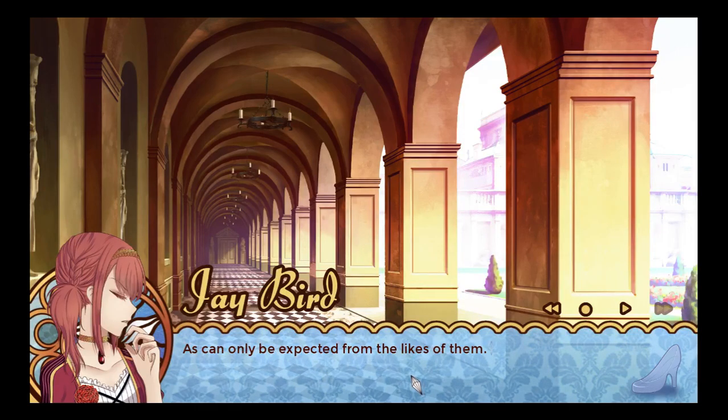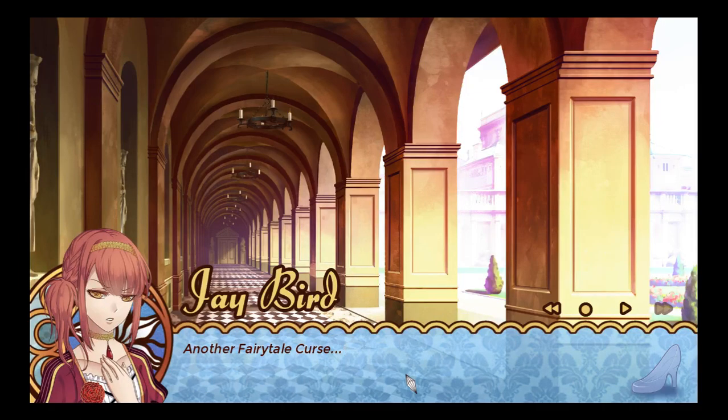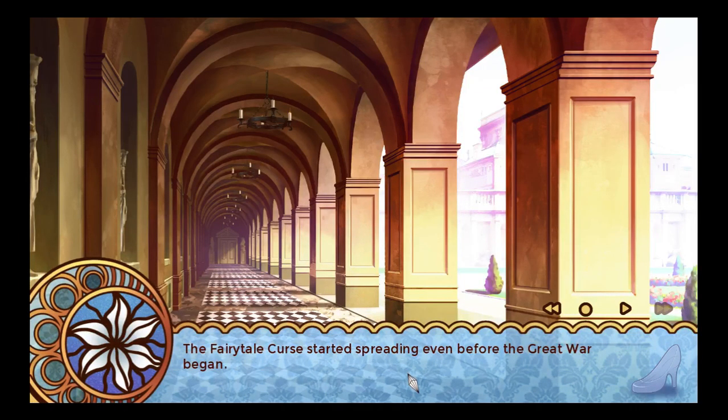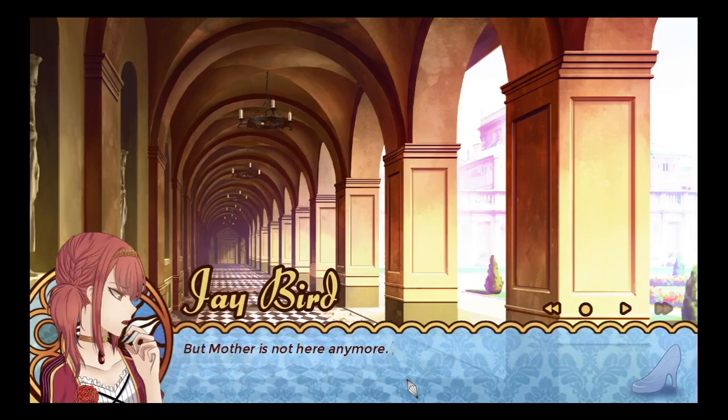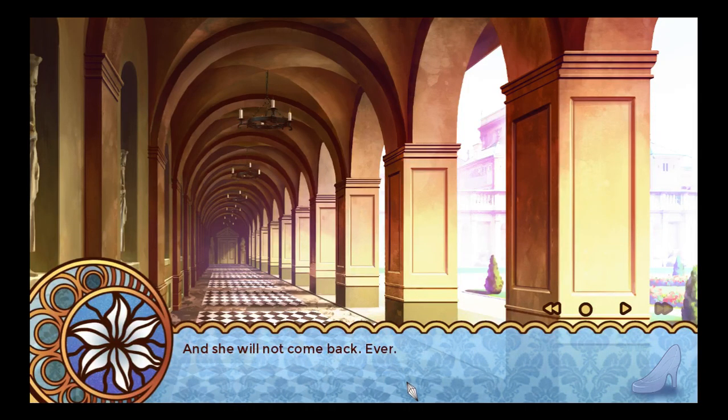As can only be expected from the likes of them. Another fairy tale curse. The fairy tale curse started spreading even before the Great War began. I do not have much interest in its effects even now. After all, most humans probably deserve to get cursed. The victims are weak. Angela would be better off without the dead weight. If it were up to Mother, the curse would have been banished from Angela the instant they fell prey to it. But Mother's not here anymore, and she will not come back ever.